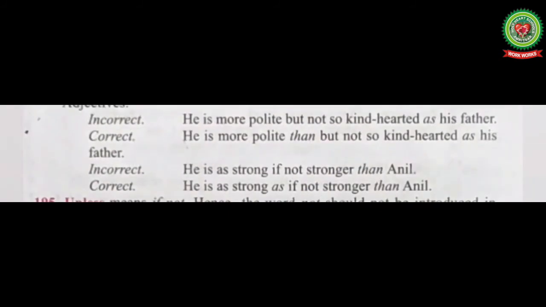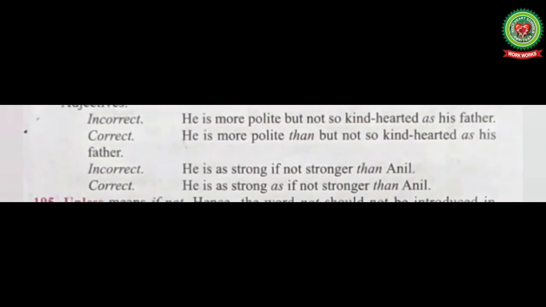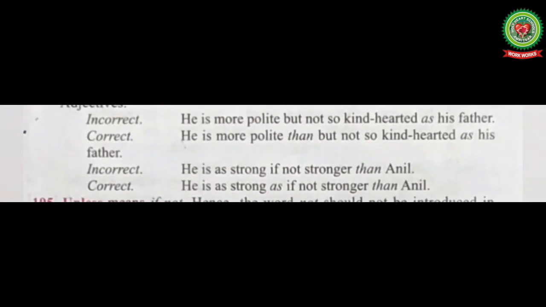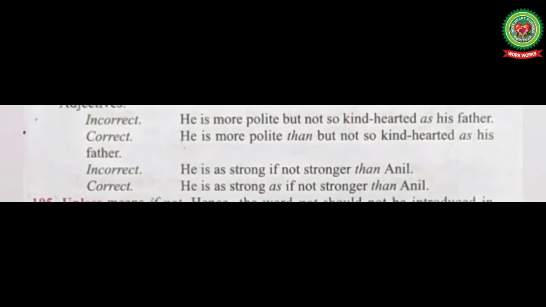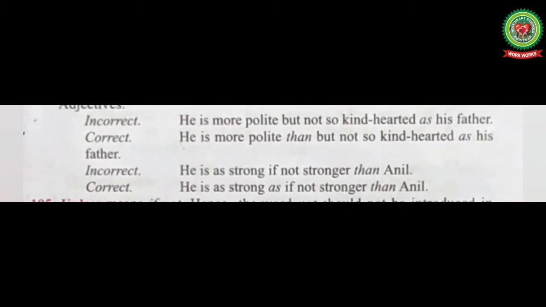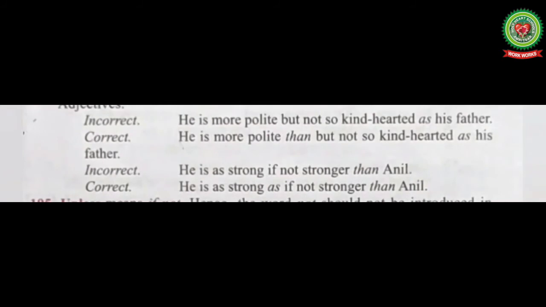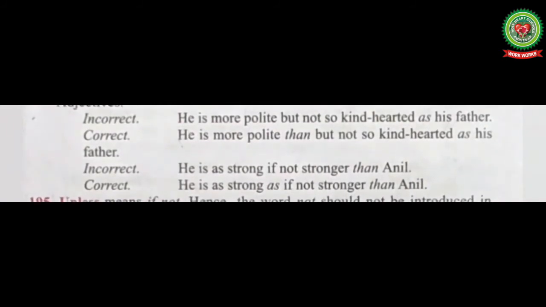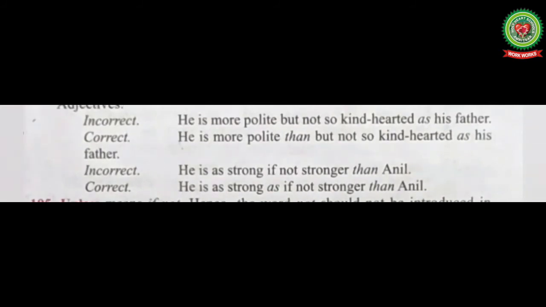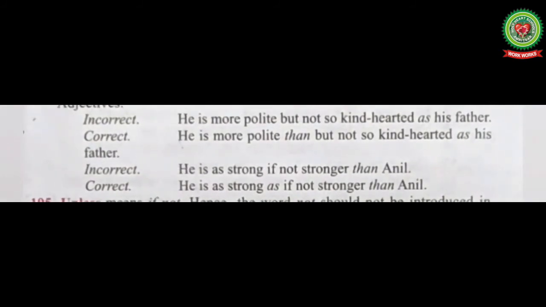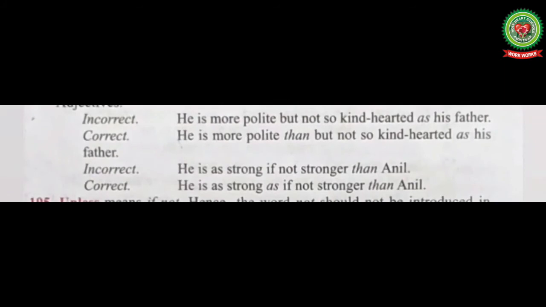See one more example. He is as strong, if not stronger than Anil. Here also, we have two comparisons. He is as strong as Anil and he is not stronger than Anil. So here also, we will use both the conjunctions and the correct answer will be, he is as strong as, if not stronger than Anil.